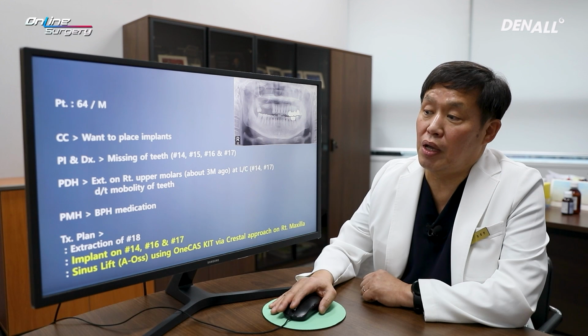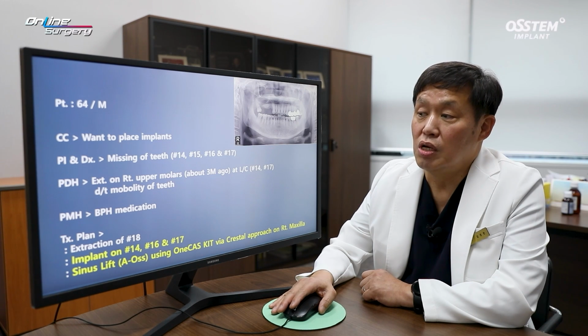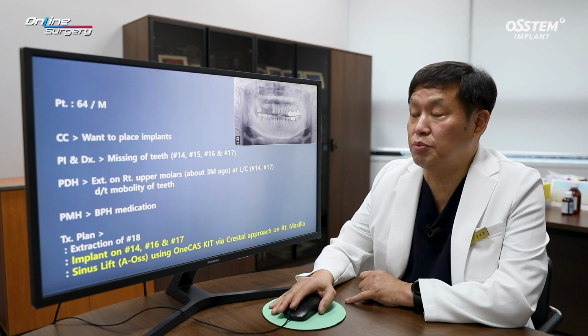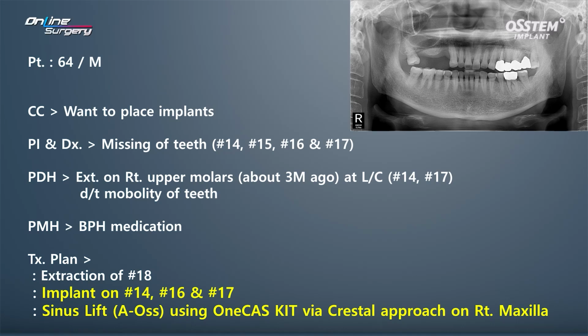There are missing parts, and the patient's past medical history includes BPH, for which he is taking medication with no other significant issues. As for now, keeping number 18 seems pointless and not beneficial for future occlusion, so the plan was to extract it and place implants in positions 14, 16, and 17 in a bridge form.